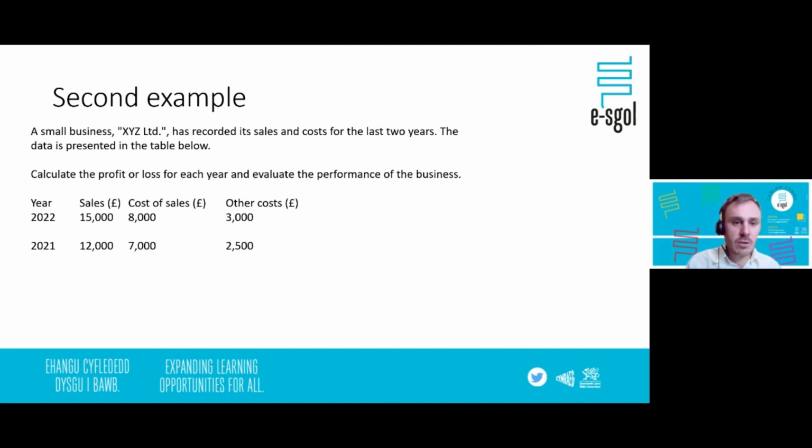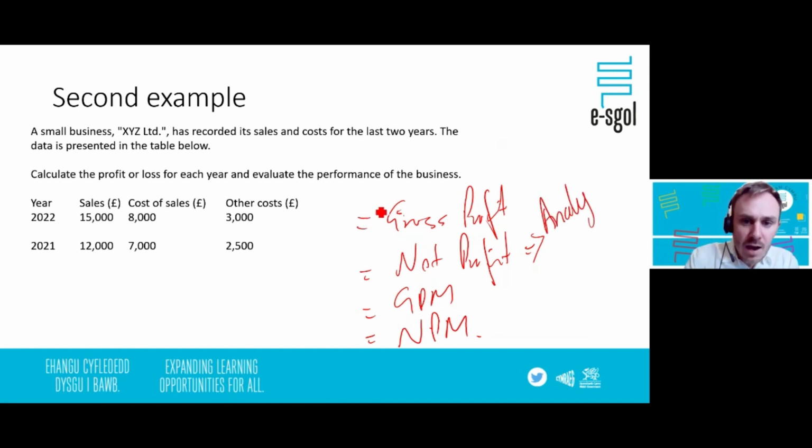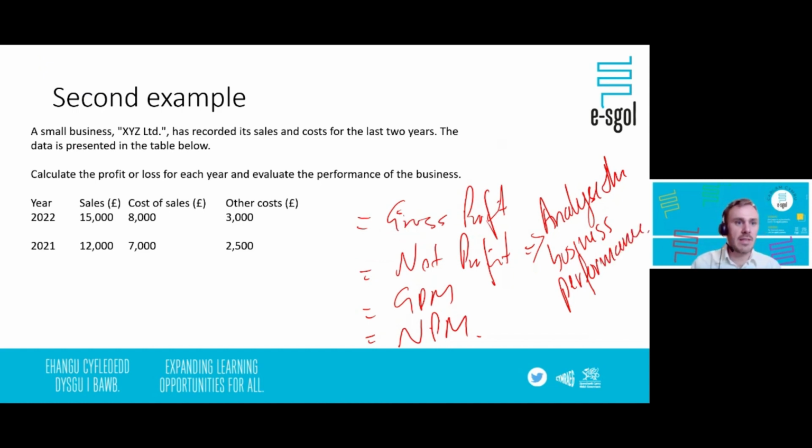So a second example, XYZ Limited. We've got two years figures here. It's just going horizontally as opposed to vertically. So you can see our sales revenue, we've got our cost of sales, and we've got other costs. Calculate your gross profit. Calculate your net profit. You can then go on to calculate your gross profit margin and net profit margin. Those of you that want to use this, come back to it, because I don't want to keep you for too long, because I know you'll lose focus. Okay, then analyze the business performance. Use that as an 8-mark question, and it will help you to really understand that answer.